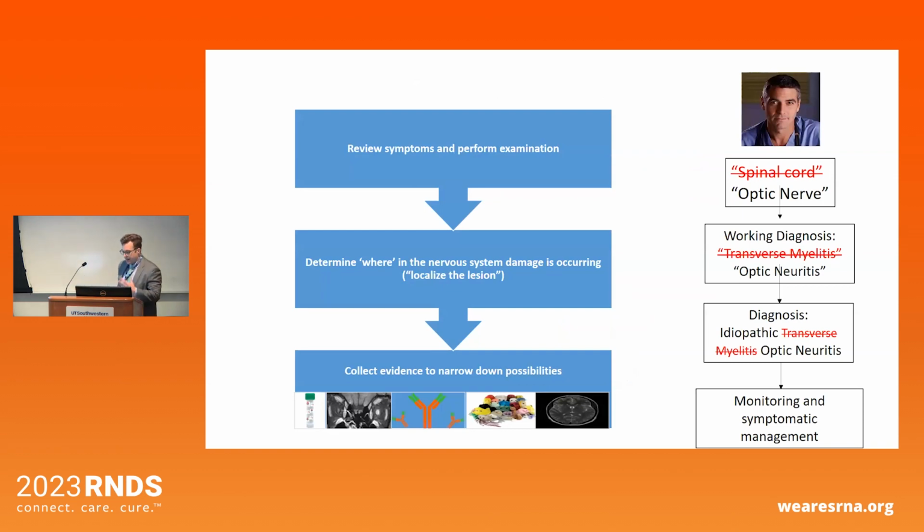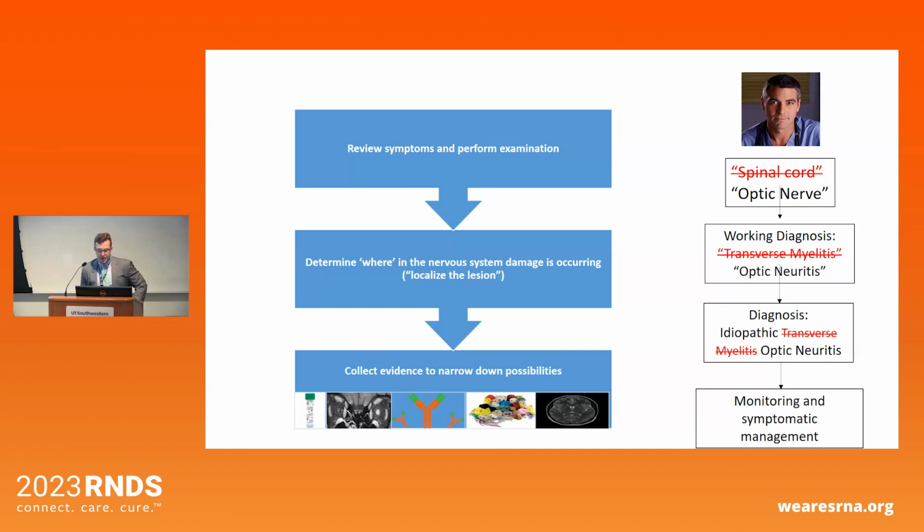Peter would not be happy to see this, but I'm just going to run through it quickly and say a similar diagnostic thought process applies to the spinal cord as it does to the optic nerve. We localize the lesion. We do a similar workup. Aquaporin 4 and MOGAD can cause optic neuritis as well as myelitis. MS is similar. So we do this full workup.